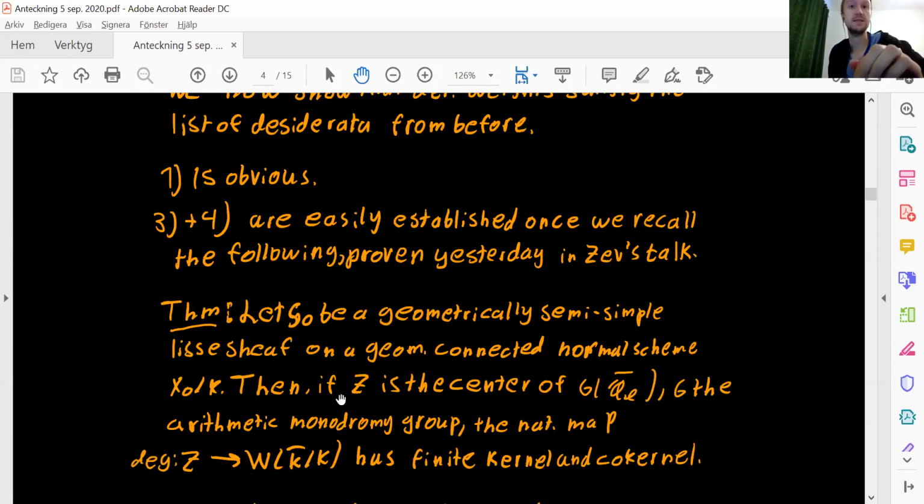Then if we let Z be the center of GL bar, where G is the arithmetic monodromy group, then the natural map from the center into the Weil group of the base field has finite kernel and cokernel. Can you remind which one is the arithmetic monodromy group?